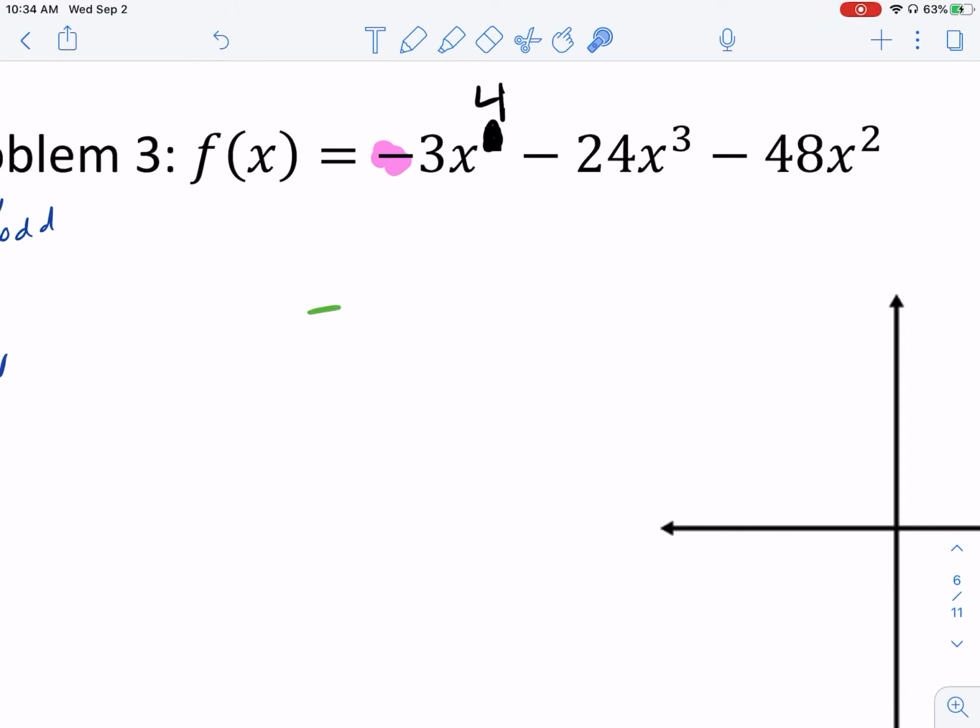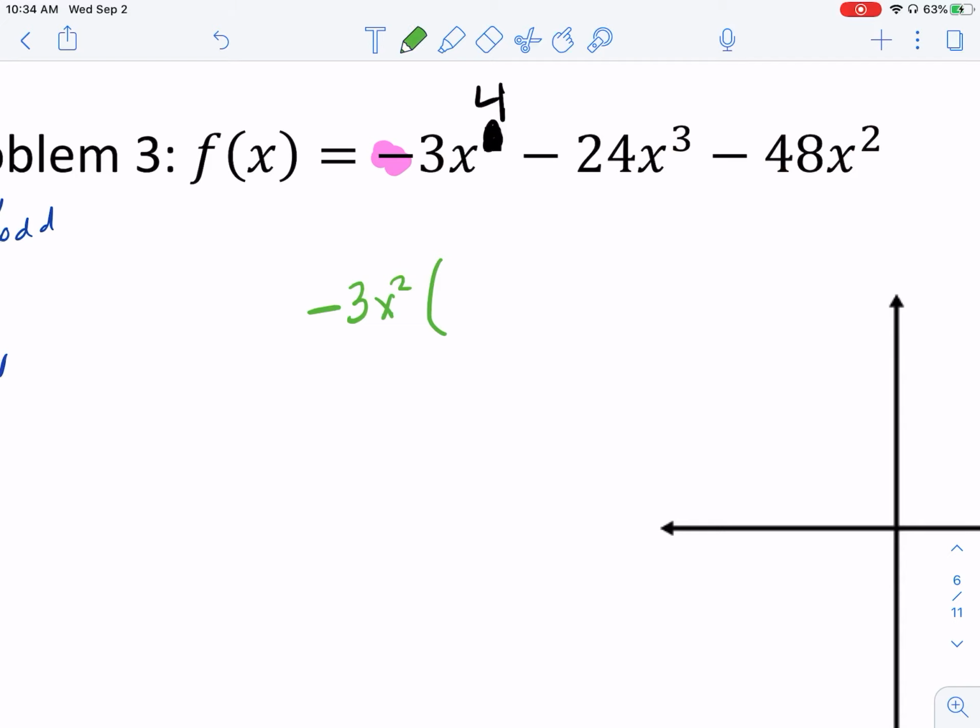Now I'm going to look at each of my numbers, 3, 24, and 48. Well, I know that each of those are actually divisible by 3, so I'm going to bring the 3 out too. Next, I look at my variables. I see that each one has at least 2 x's, so I'm going to factor out that x squared. Now that I know that this is my greatest common factor, I'm going to divide each term by it to figure out what's left.